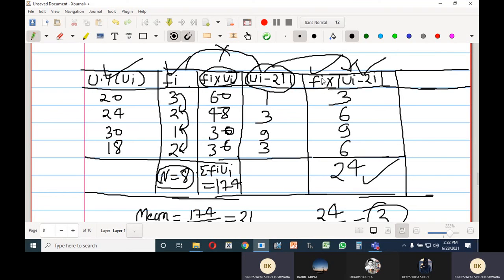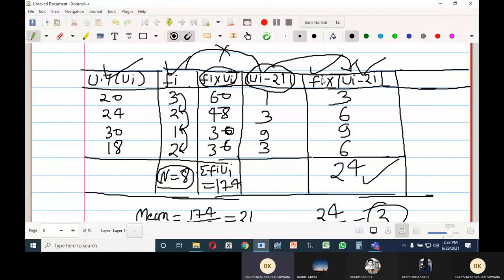Okay. So please tell me, have you understood? Or do you have any doubt? Deepshikha, Rahul, Utkarsh, have you understood mean deviation? Yes, sir. Very good. Or do you have any doubt, Deepshikha, Utkarsh? Okay. No, sir. Should I explain it again? No, sir.